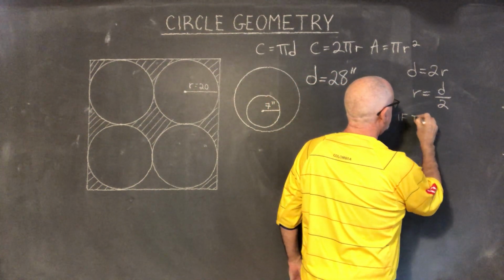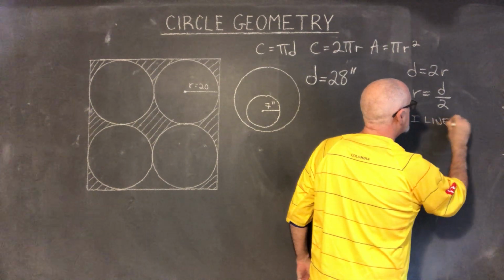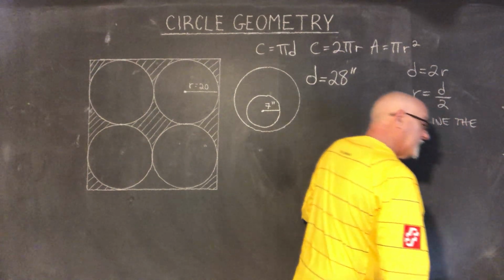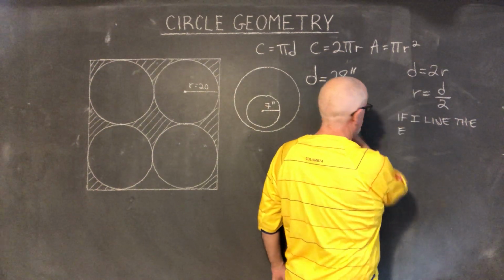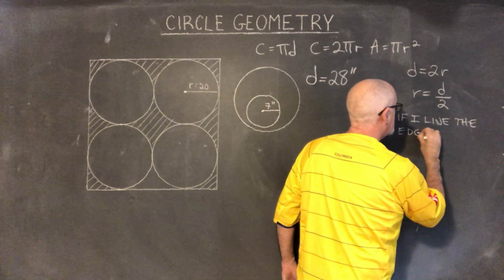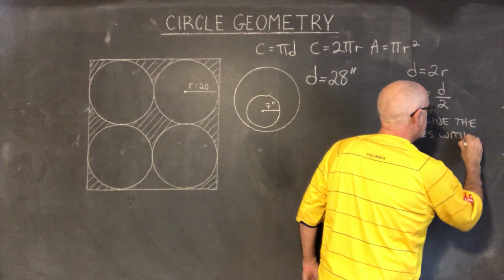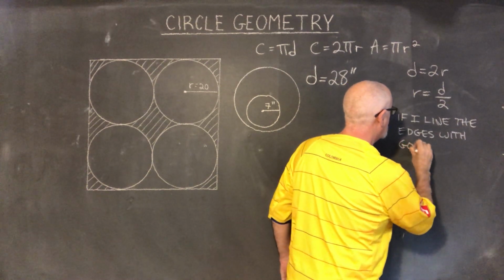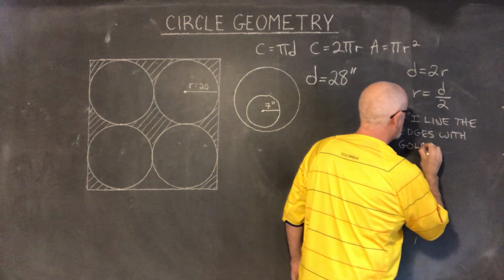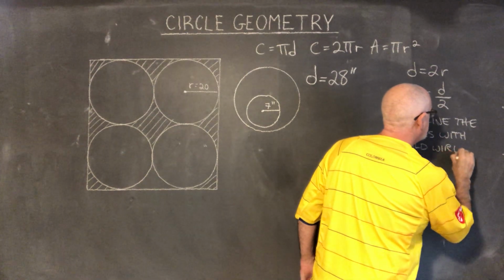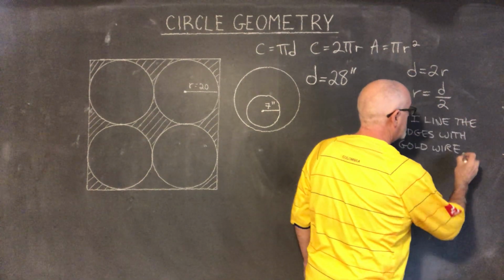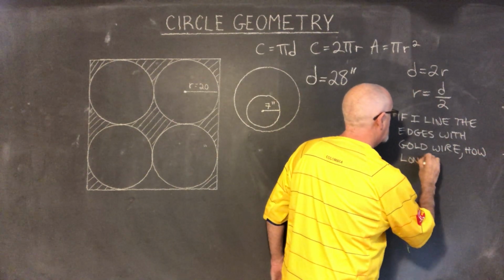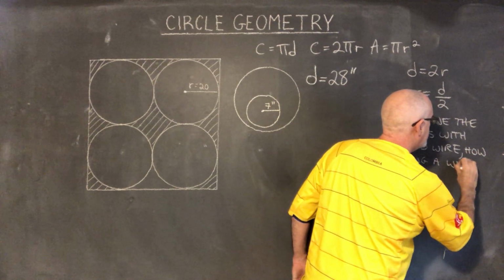If I line all of the edges with gold wire, or at least gold colored wire, how much wire do I need, or how long a wire will I need?